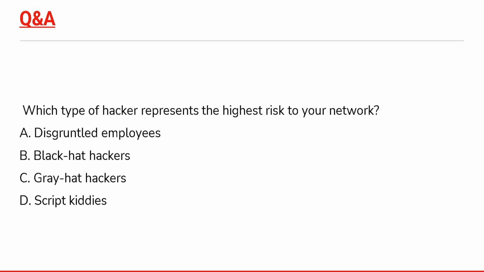Then we have the gray hat hackers. The gray hat hackers are opportunity based. They can be good, they can be bad. They are opportunity based, so that is what we have as the gray hat hackers.